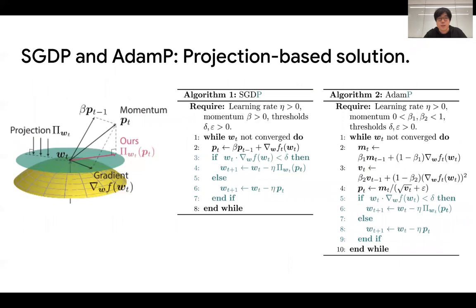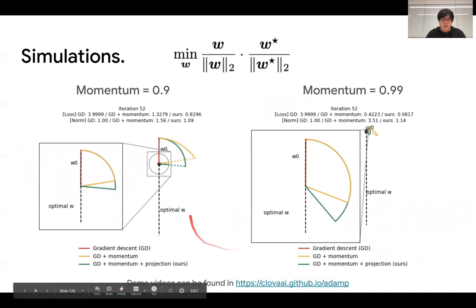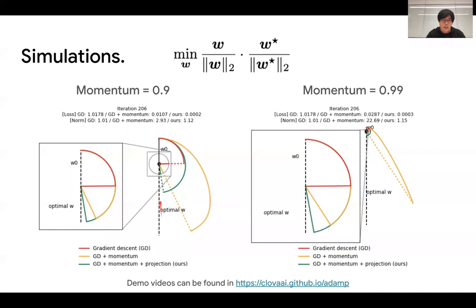Let me skip the details, but just focus on here. The only difference between SGD and our proposed SGDP is this projection, and the same for AdamP here. So it is very easy to adopt, and here is a simple simulation. This line is the starting point, and here is our target point. This optimization minimizes the cosine similarity between the current weight and the target weight, so the optimal weight will be aligned here. One problem of momentum is that the norm increases very fast like this, and it decreases the effective step size in this effective sphere space. You can see the details in the demo videos on this project page.